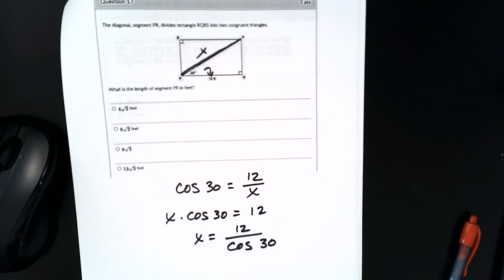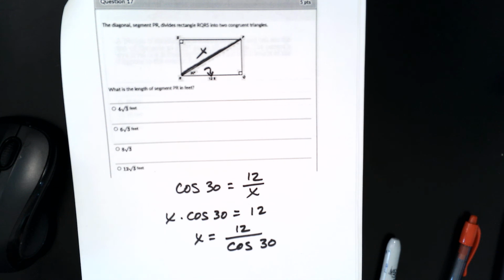And so we just do that in the calculator. We do 12 divided by cosine 30 and hit enter. 13.9. What? I don't get it. Oh, okay. They wanted us to use a 30, 60, 90. All right, well, I'm going to cheat.